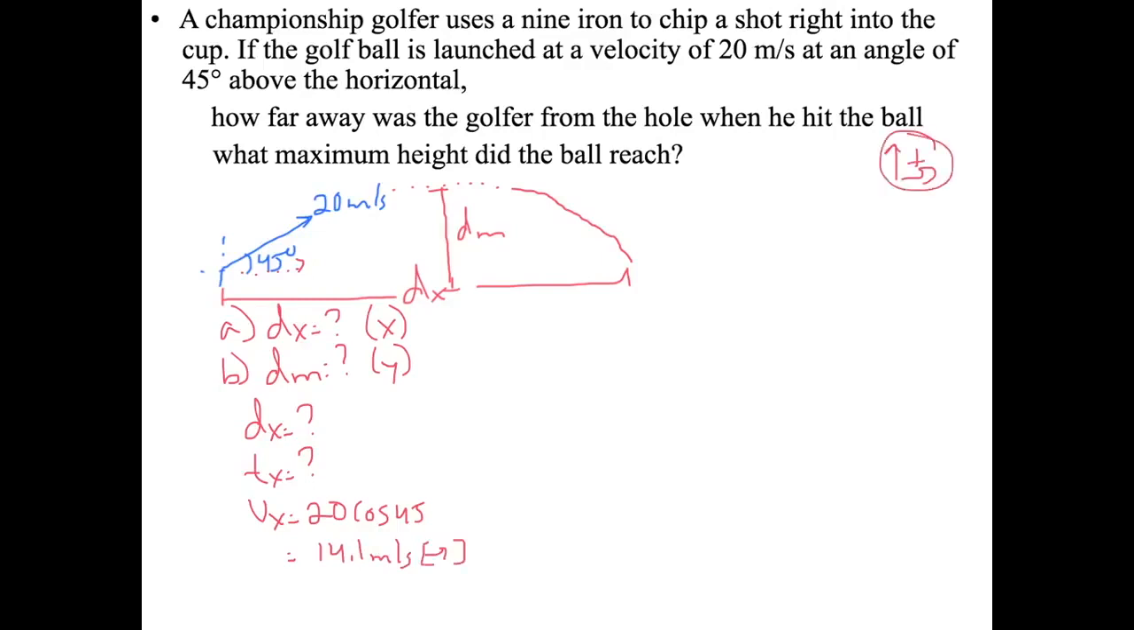But now we have two variables, right? We have dx and we have tx. We cannot solve when we have two variables that are missing, so we're going to need to, of course, come back. Okay, well, let's set up our equation. We know v equals d over t. We can do this for later.